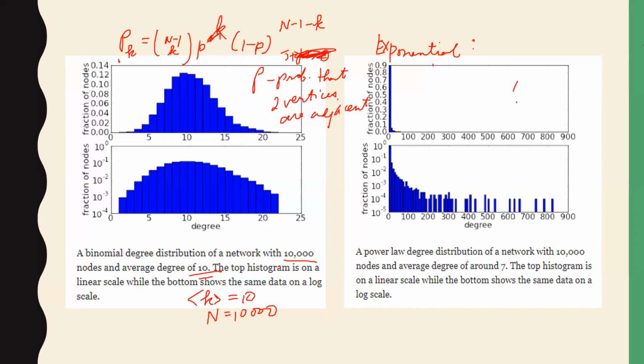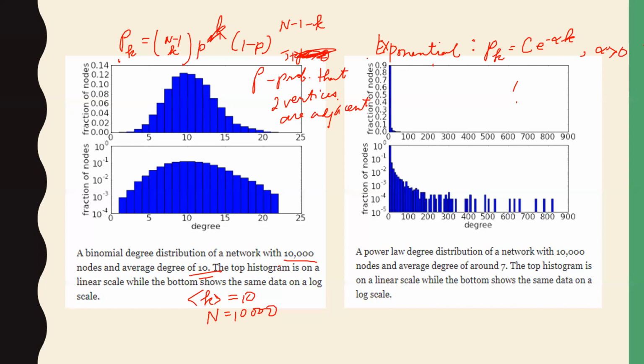But anyway, for exponential distributions, here's the formula. It's P sub k is equal to a constant, a normalization constant C, a parameter in your problem, times e to the negative alpha, another parameter, times k. And the condition here is that alpha is greater than 0 for exponentially distributed degrees.